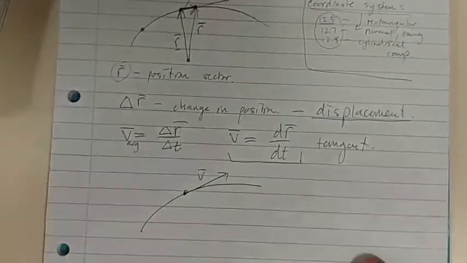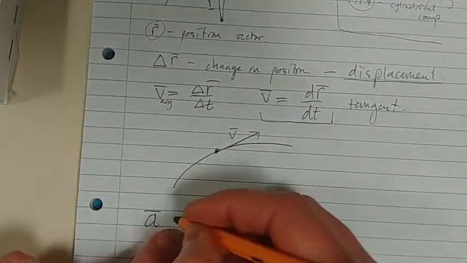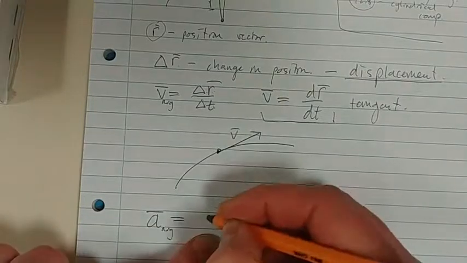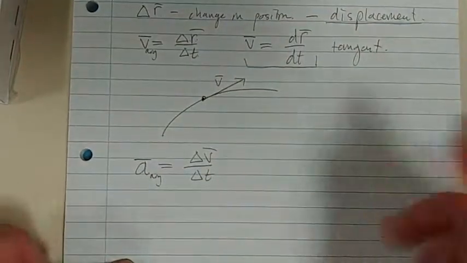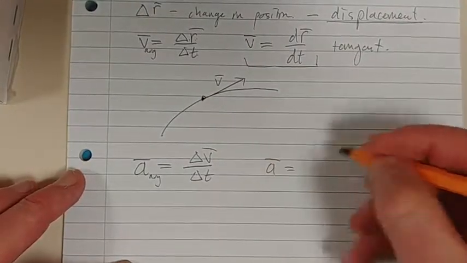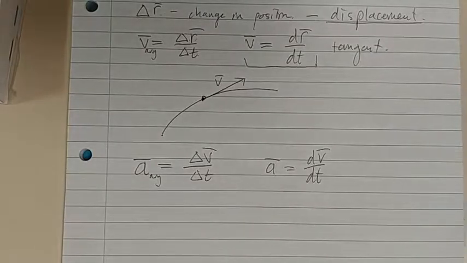Okay? So this is all just basic stuff here. Let's move on to our acceleration. Our average acceleration is given by delta V over delta T. Our instantaneous acceleration is dV/dt.